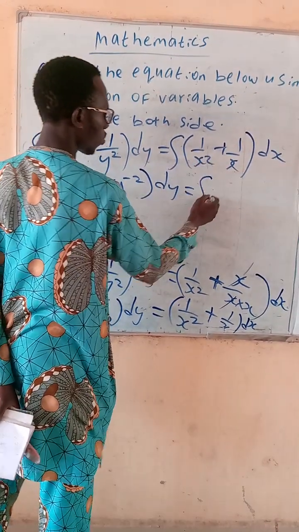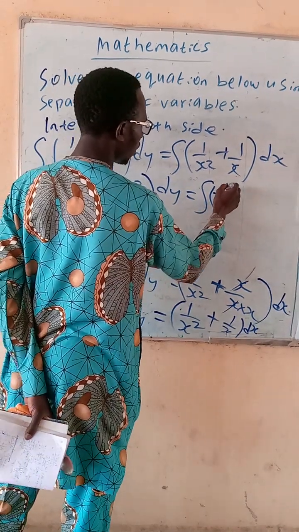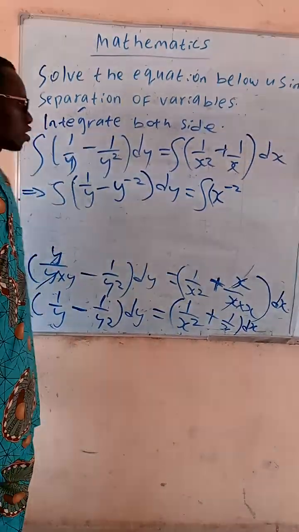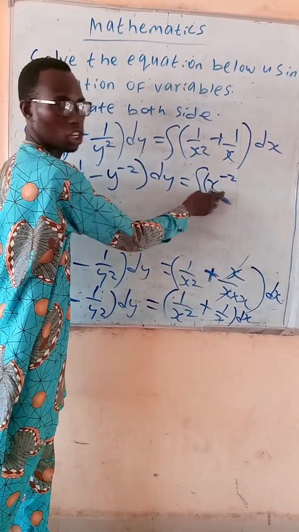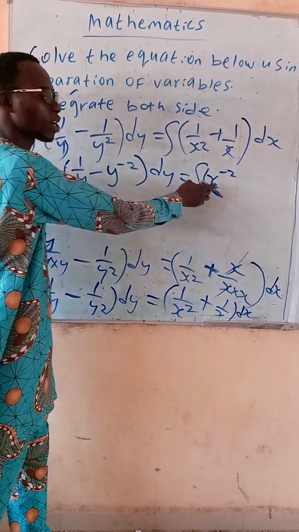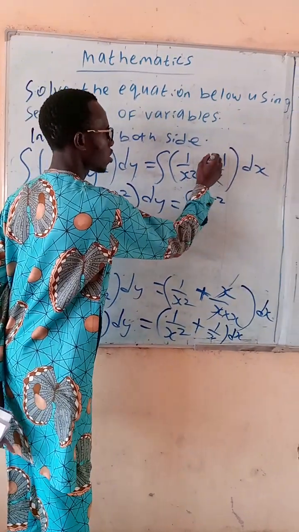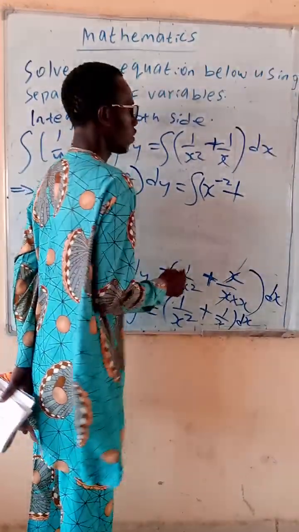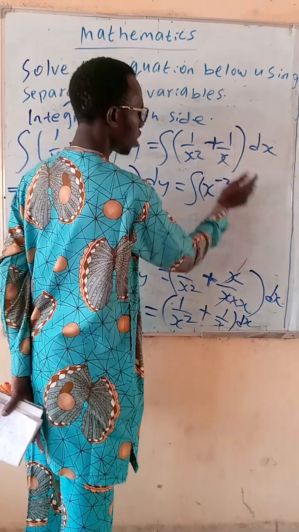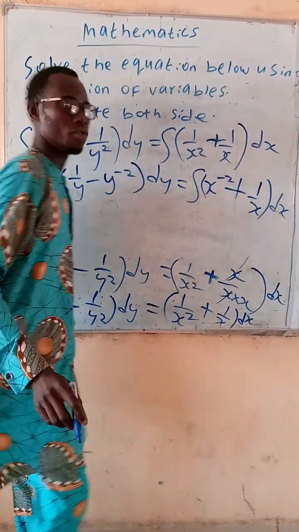Now this one is the same thing as x raised to power minus 2, according to the laws of indices. Because from this point, you can get this, and from this point, you can see returning back to x raised to power minus 2. So we bring down our addition sign, right? Are you getting me now? Then we bring down 1 all over x. So everything is dx. Have you seen that now?